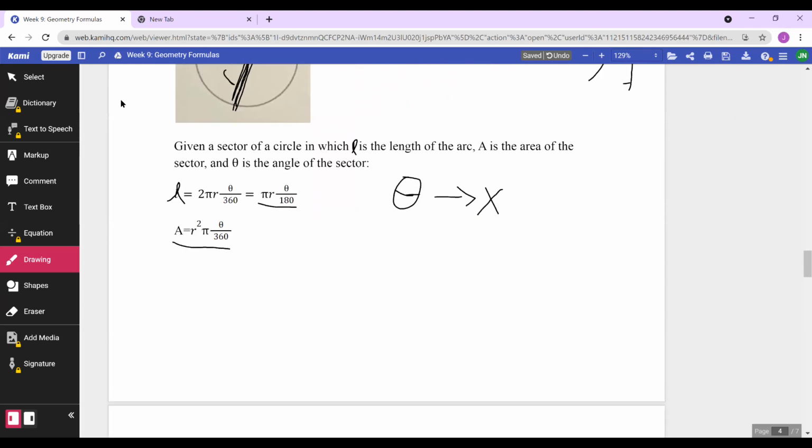So in this case, how will we solve for L if we don't know what the variables are?